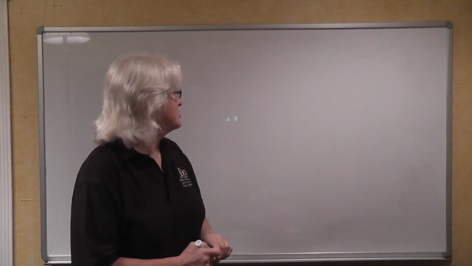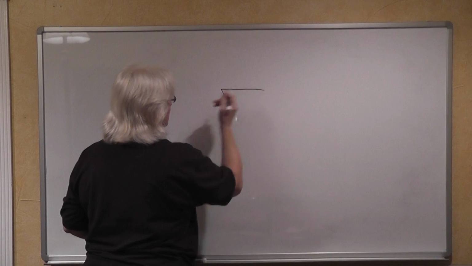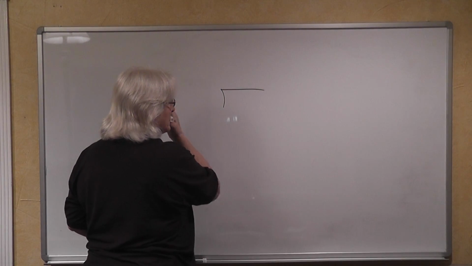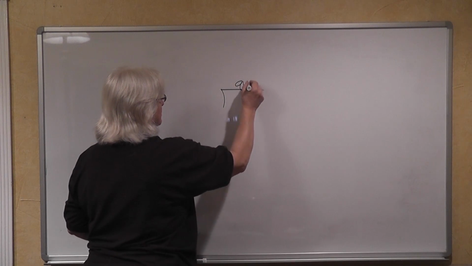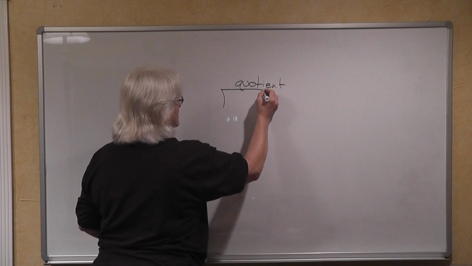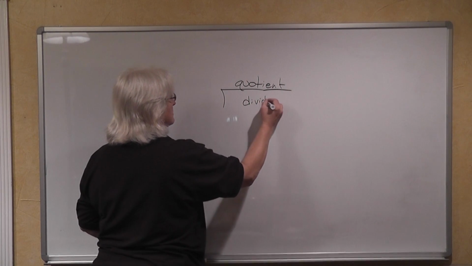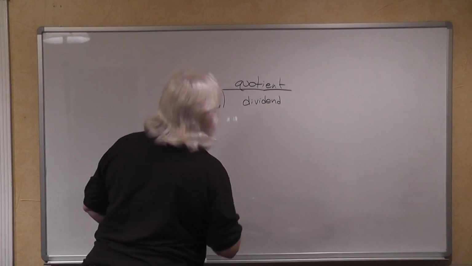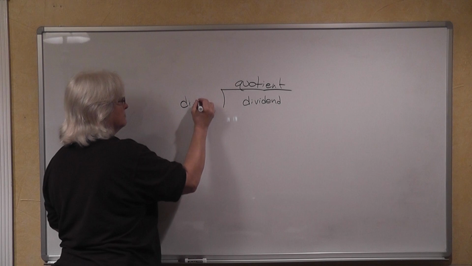And you might be saying, uh-oh, I don't remember what dividend or divisor or quotient is. When you have a division problem, the answer to that division problem is called the quotient. The number that you are dividing is called the dividend. And the number by which you are dividing is called the divisor.